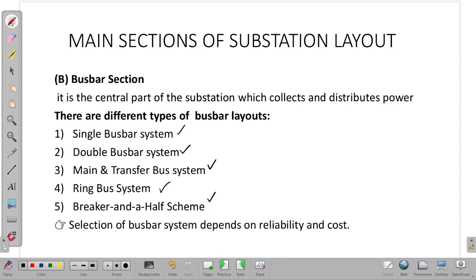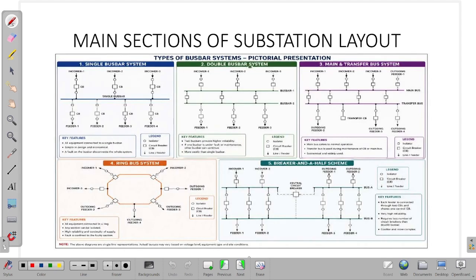Among the above five layouts, which one will be selected? It depends upon reliability and cost. We will discuss the busbar layouts more thoroughly afterwards, but you can now look at the pictorial information for the busbar layouts.